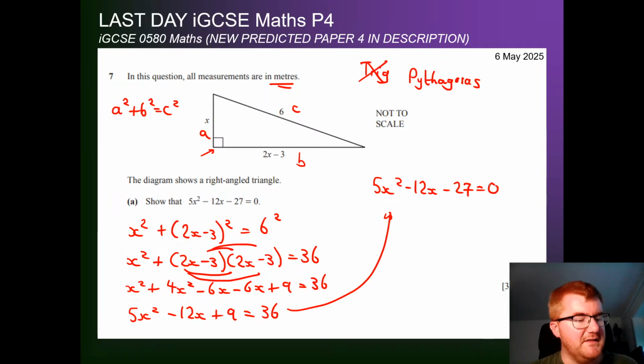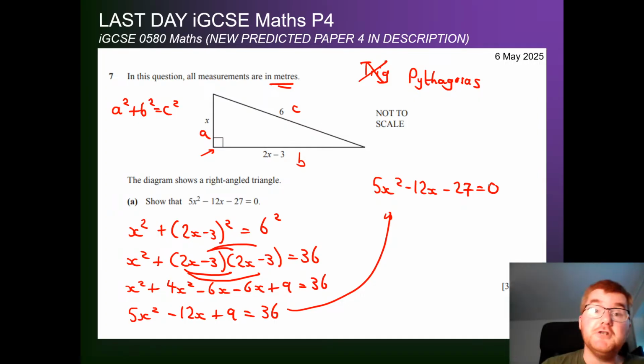It's very common that this kind of question does come up, where you get some information. This can vary. It could be a speed, distance, time question, or a geometric question like this. Just some written information, and you have to work out a quadratic of some kind. Okay, hopefully that makes sense.